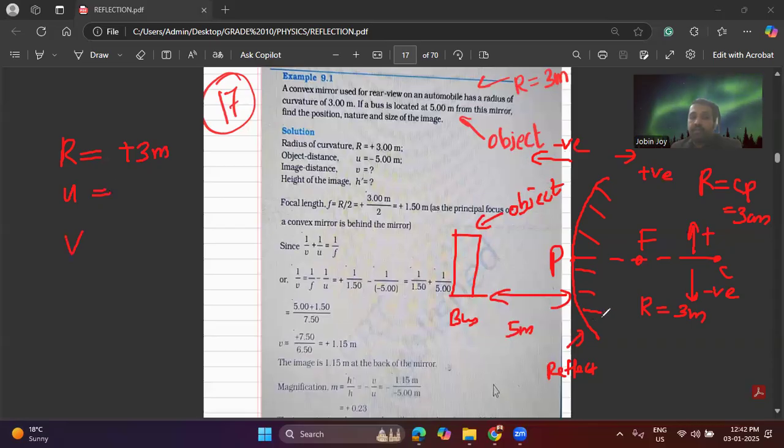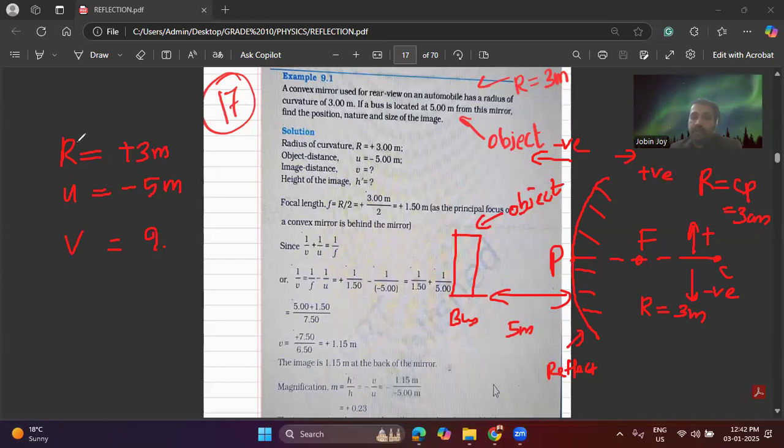Okay. So the object is on this side, right? What is the sign convention here? Minus, negative. So that means minus 5 meter. So U is equal to minus 5 meter. We have to calculate V, find the position, nature, and the size of the image. Size of the image means you have to find magnification also.